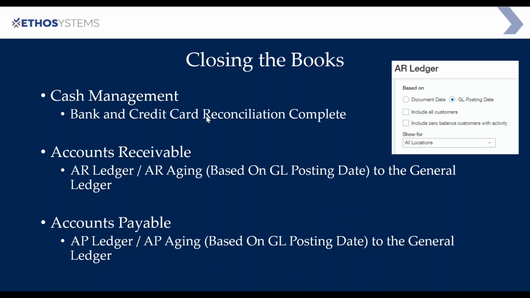But it is so important to make sure that your subledger matches the general ledger. What we always recommend is, for example, on the screen here, the AR ledger says "based upon", and make sure it says GL posting date, because that's the other mistake that everyone makes: they leave it on document date. So make sure it says GL posting date, and then review that and make sure that matches the general ledger. If it doesn't, contact our support.